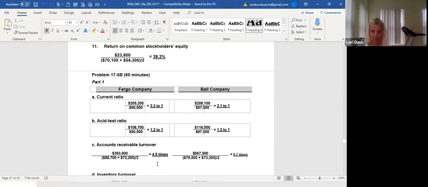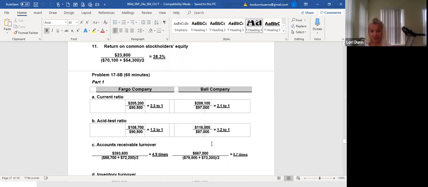What does that mean? Fargo collects their accounts receivables on average 4.9 times a year. So they collect on average, that means some accounts may be collected more times during the year, some may be less times. So we're averaging the overall amount of time, or how many times we collect all of the accounts.